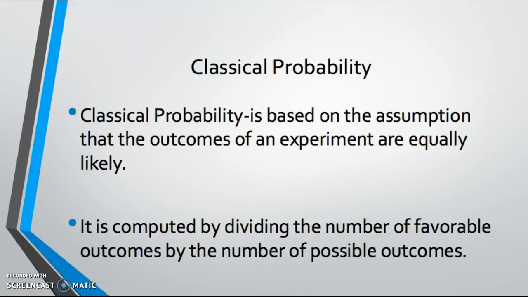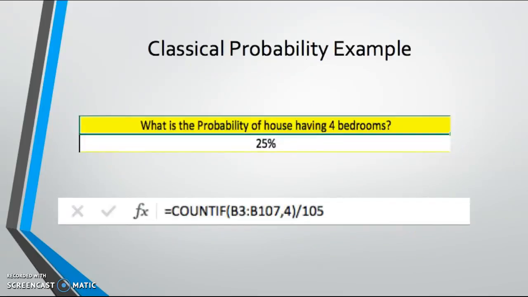The first example that I'm going to use is classical probability. Classical probability is based on the assumption that the outcomes of an experiment are equally likely. You compute classical probability by dividing the number of favorable outcomes by the number of possible outcomes. This is my classical probability example.